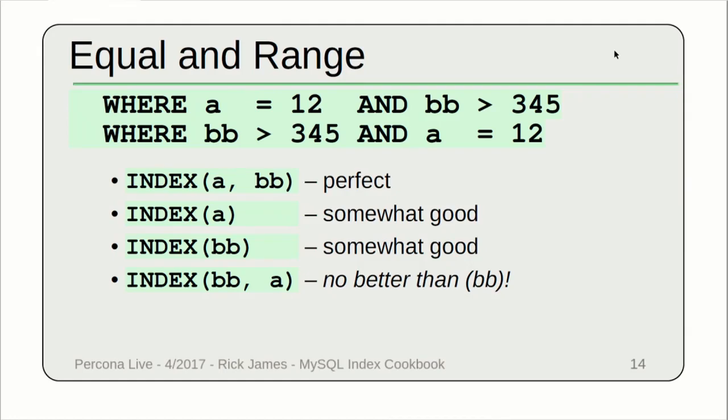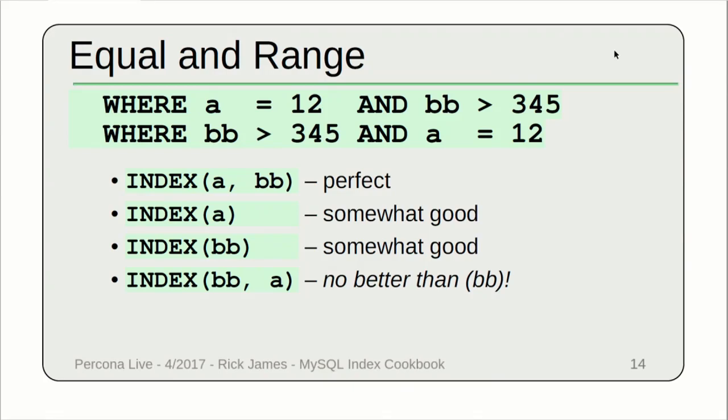Now, what if you have an equal and a range? Starting with the equal is good. Moving on to the range as the second part of a composite index is perfect. What it can do is drill down to where A starts in the index, and then further drill down to where B starts with 345, and then just scan forward from there. Everything it needs is consecutive there.